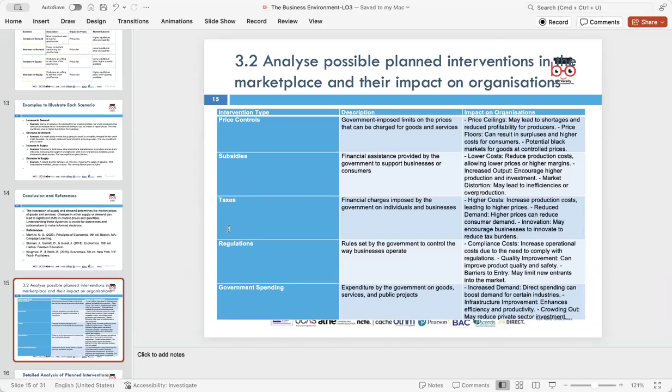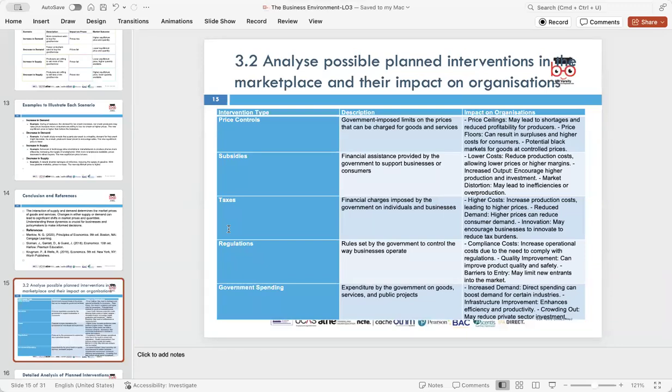Subsidies are financial aid provided by the government to support businesses or consumers. They are meant to encourage the production or consumption of certain goods. Impact on organizations: lower costs. Subsidies reduce production cost, allowing businesses to lower prices or increase profit margin. For example, agriculture subsidies help farmers manage costs and stabilize food prices.